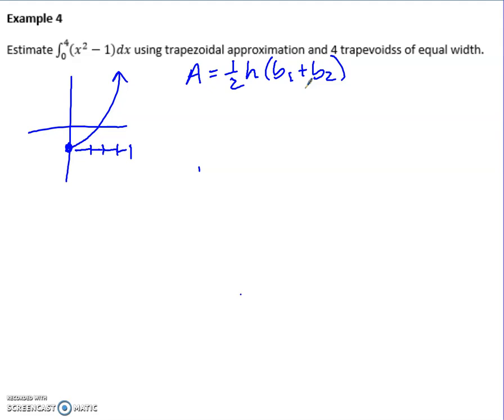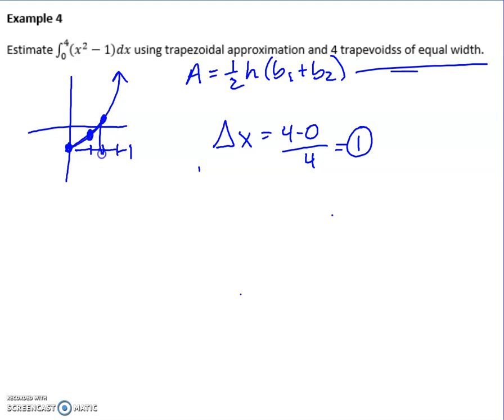So that would mean we want 4 equal widths. So that's nice. I have an interval of 4, so my change in x, the difference here, is 4. And I want four equal trapezoids. So that means each one is going to have a width of 1, or a height. In this case, remember, trapezoids would look like this, of 1.